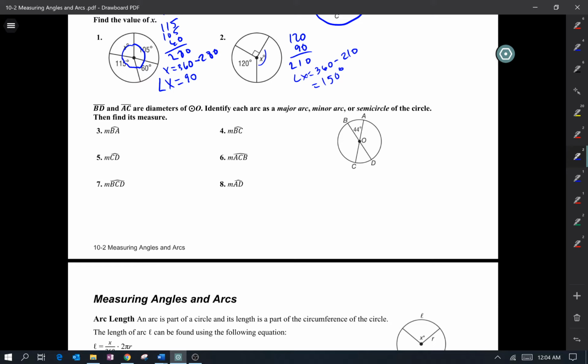All right, so let's do a few more of these. We may not do all of these. Find the measure of arc BA. Well, remember, if it's a central angle, and it is, the arc is equal to the angle. So if the angle is 45 degrees, then the arc is 45 degrees.